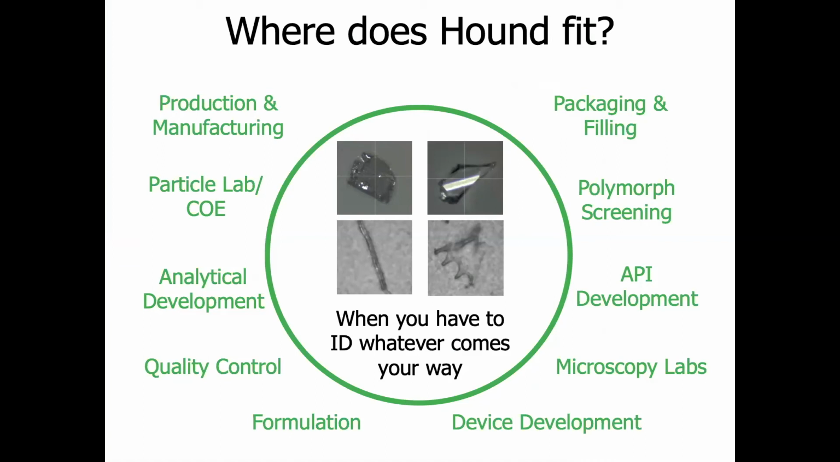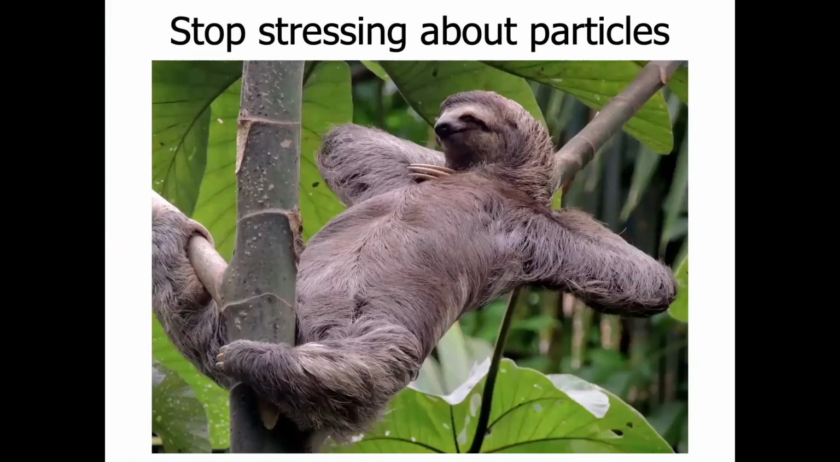Having Raman, LIBS, and microscopy on one system means that samples don't have to be transferred and measured on many different instruments, which enables you to get a result easier and faster. So with Hound, you can finally stop stressing out about particles.